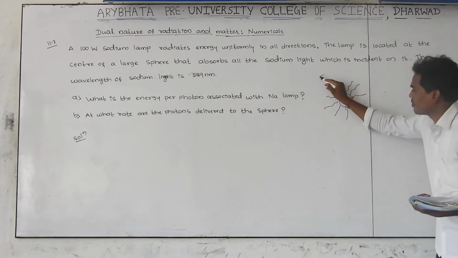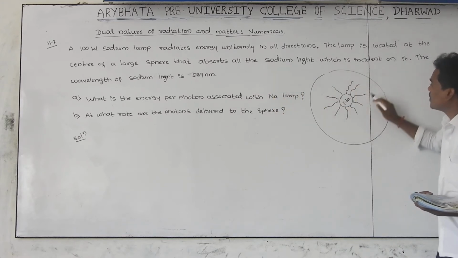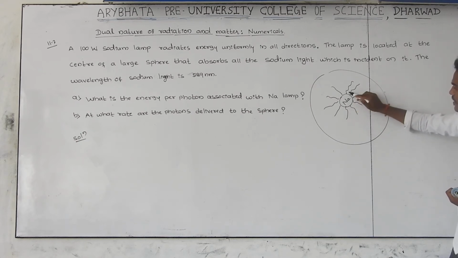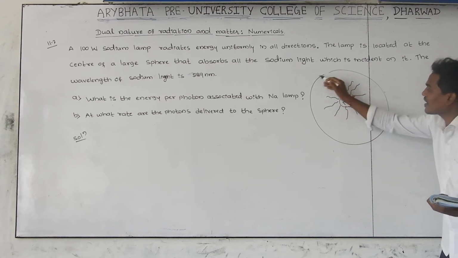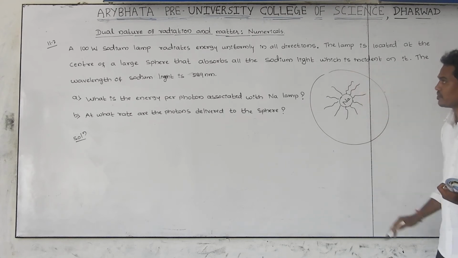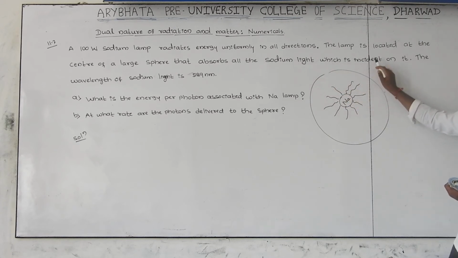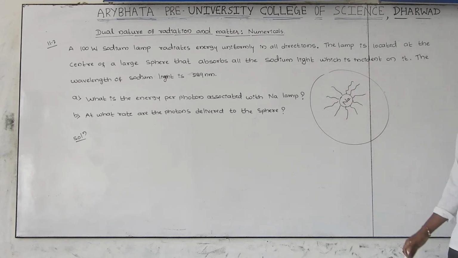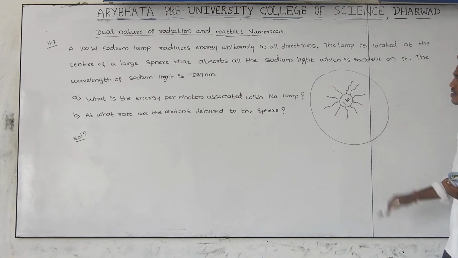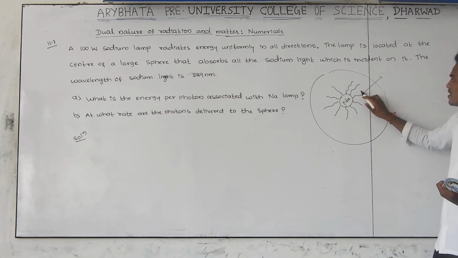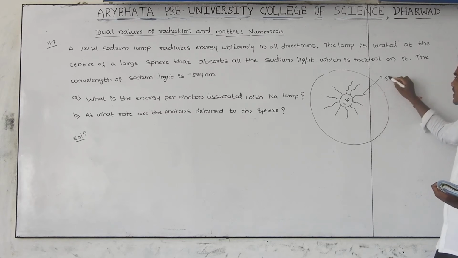Means there is a sphere. Let us consider this is the sphere, and the sodium lamp is exactly kept at the center, and the radiations are emitted from the sodium lamp. These emitted radiations are collected by this large sphere. Whenever they fall on the sphere, those radiations are collected by it. Then the wavelength of these radiations emitted by the sodium lamp, he has given, 589 nanometer. Lambda value he has given.